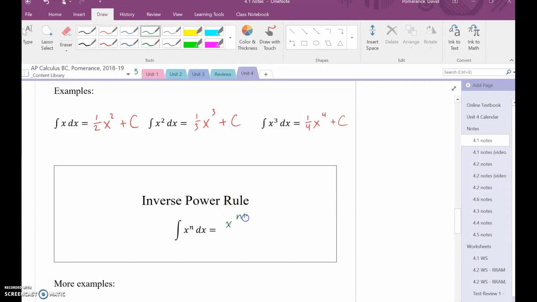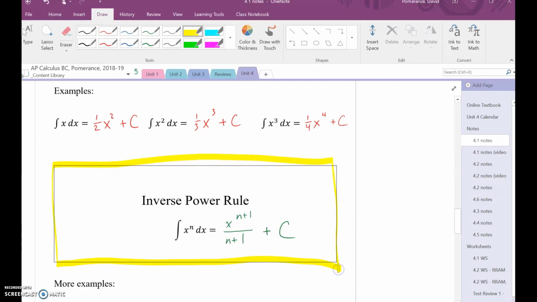So that's n plus 1. And instead of multiplying by the old exponent, we're going to divide by the new exponent. Everything gets flipped around because we're going backwards. And again, as always, when we take the antiderivative of anything, we have to include that constant of integration. So you're going to want to know this. This is going to be a fairly essential rule for you to follow when you're doing your antiderivatives.